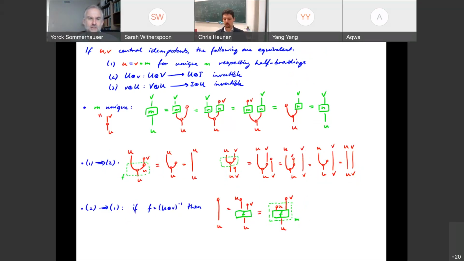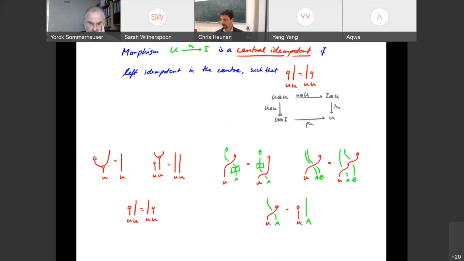I have a question, Chris. In what way can we relate to the central idempotent in the ring? So, Mitya first, then I have my question. Mitya, you go.